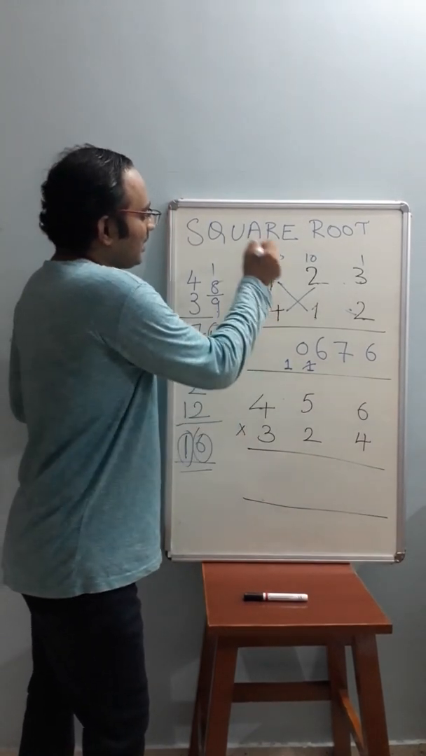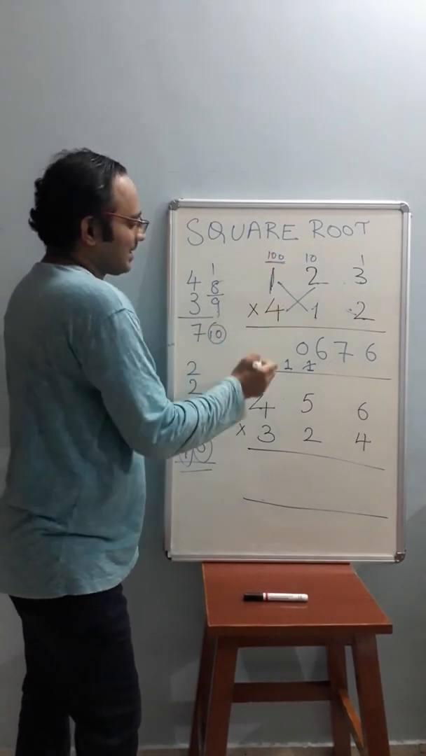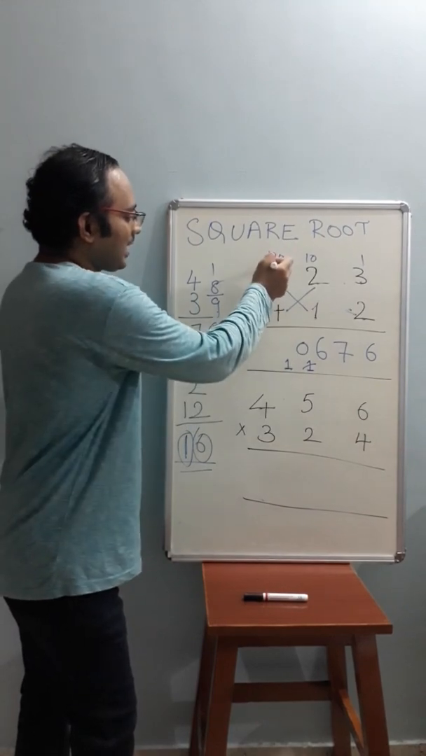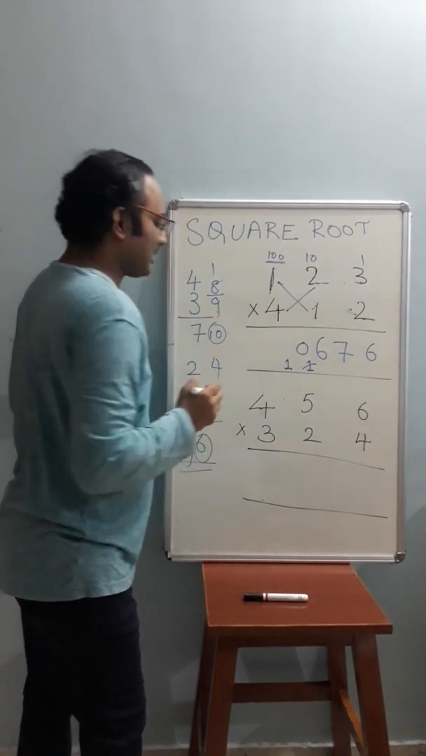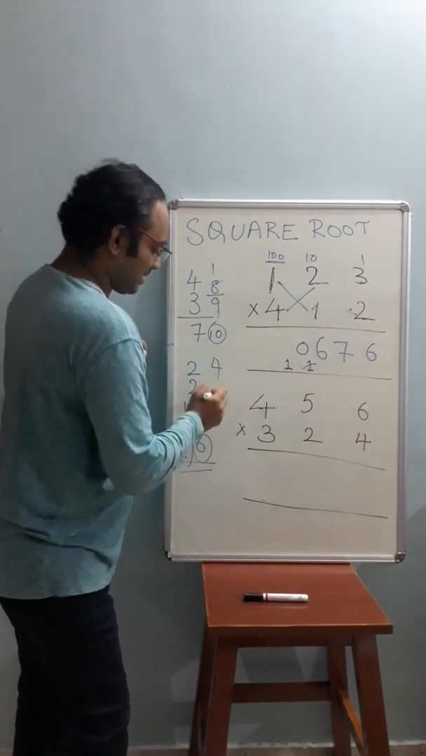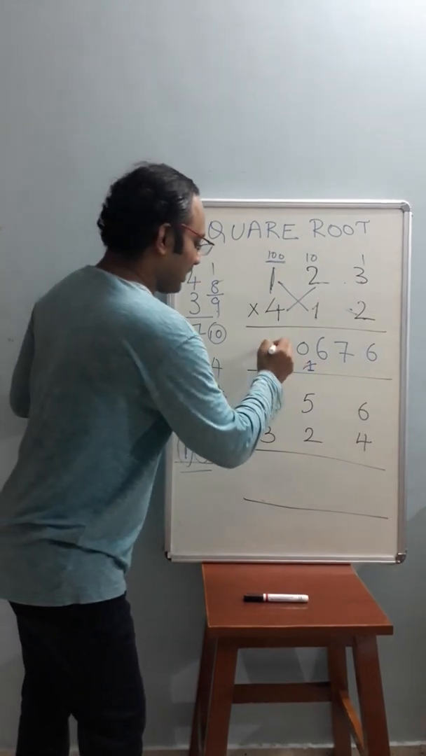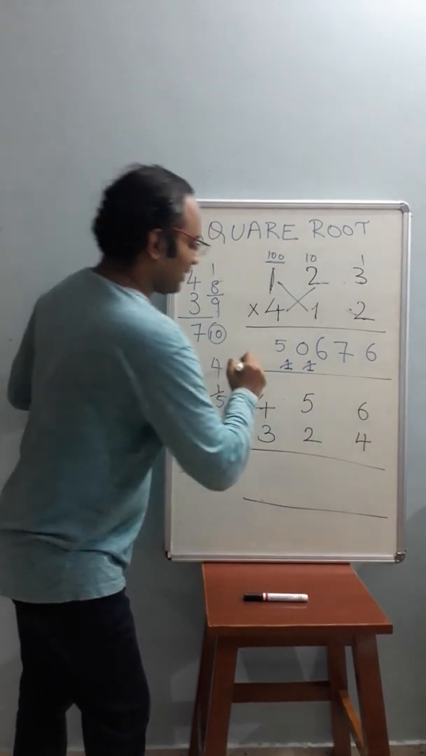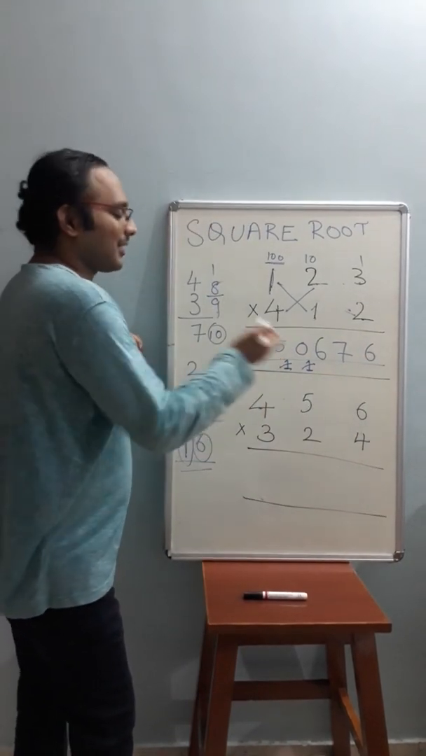Now we have 100s and 400s. 100 into 400 is 4 10,000s, and we also have 1 already in 10,000s. By adding it, you get 5. So here it will be 5. So the final answer is 50676. This is our final answer.